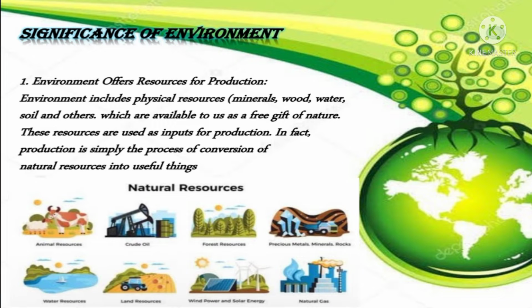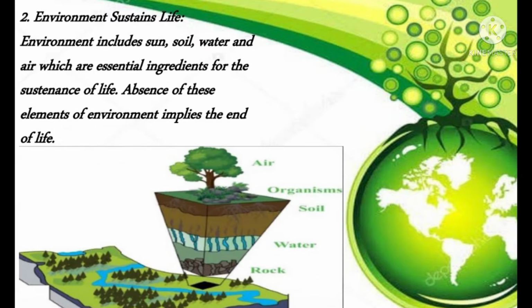Significance of environment. Environment offers resources for production. Environment includes physical resources such as minerals, wood, water, and fossil fuels, which are available to us as a free gift of nature. These resources are used as input for production. In fact, production is simply the process of conversion of natural resources into useful things.